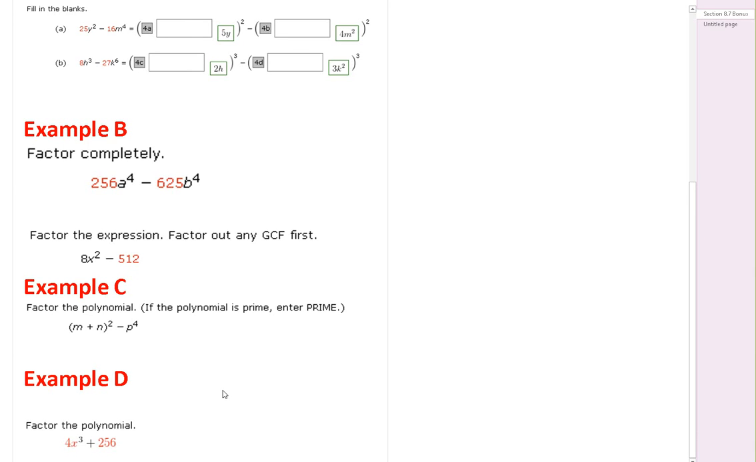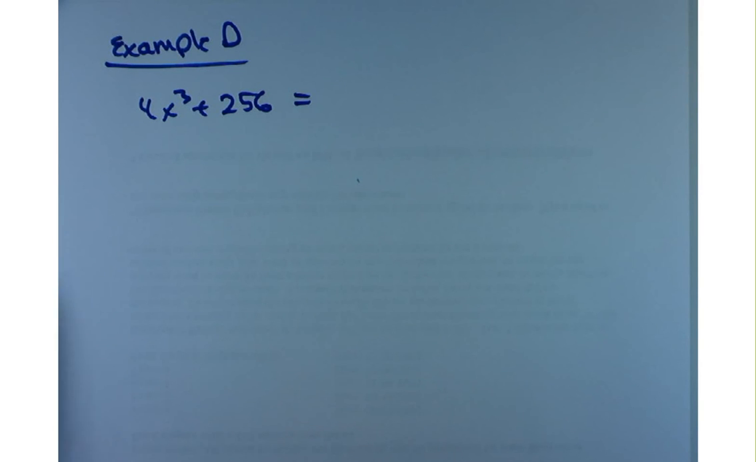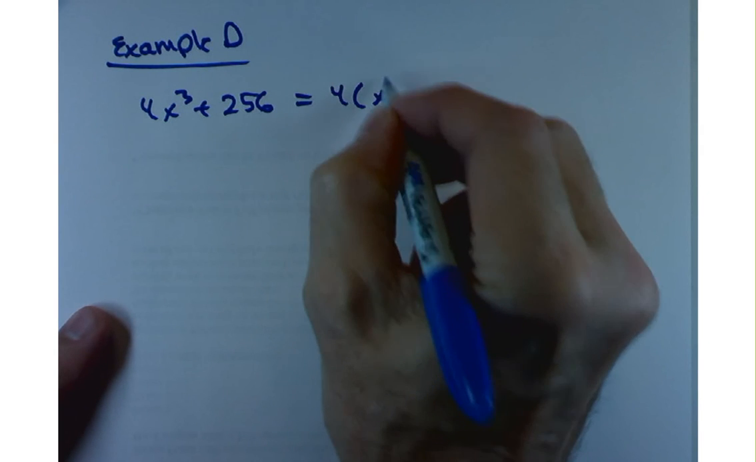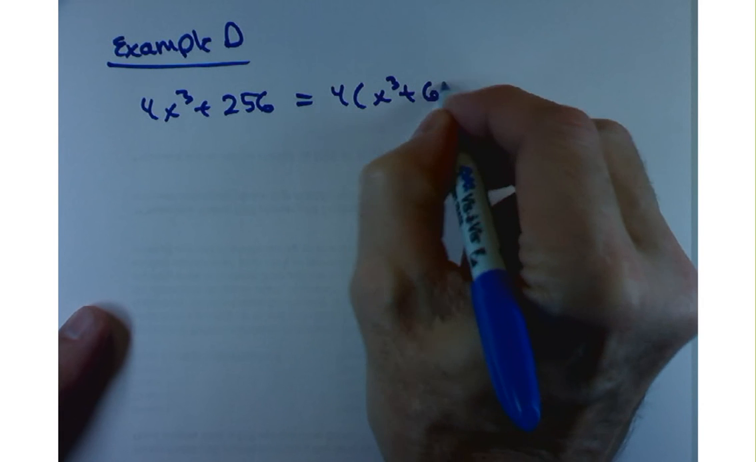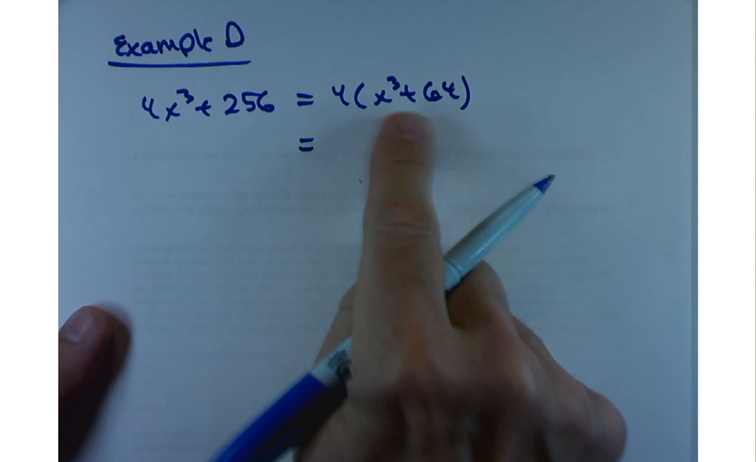The last one. Just want to practice a sum of cubes with you. So to start with, in example D, what would you do? So it's 4x cubed plus 256. Where should you start on this one? GCF, thank you. The GCF is 4, and it leaves behind x cubed plus 64. Then you want to look at that and see if you can factor that one.